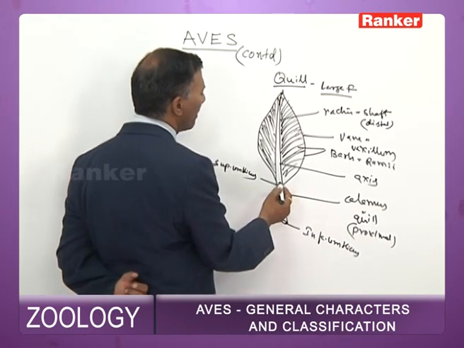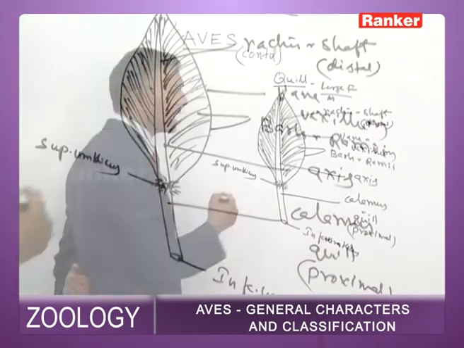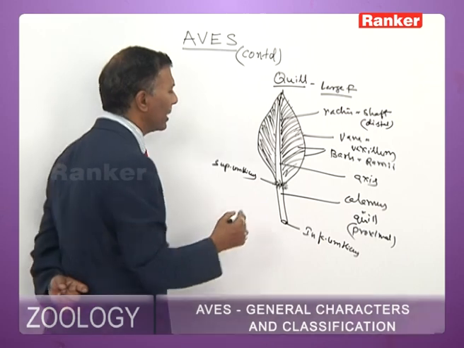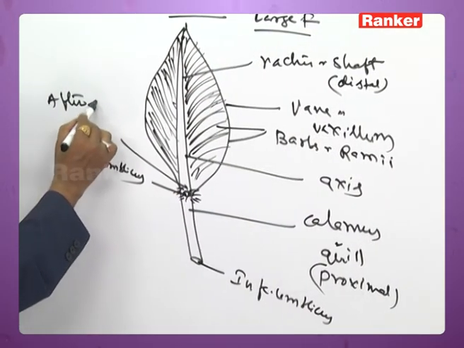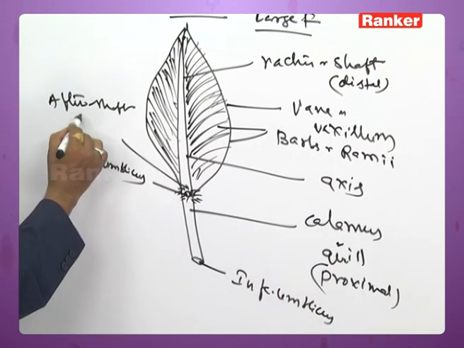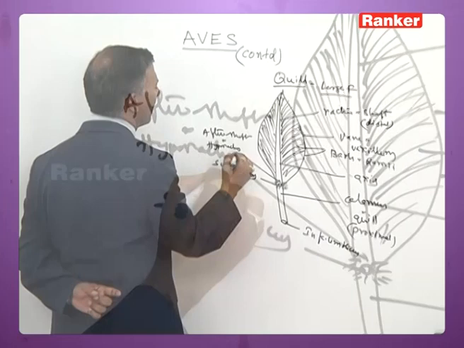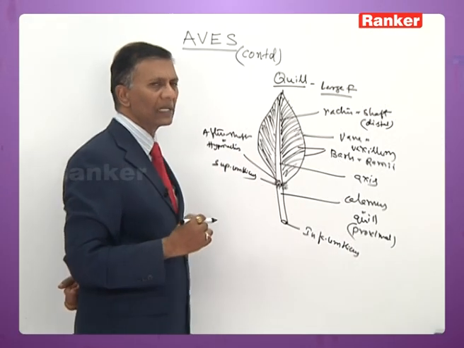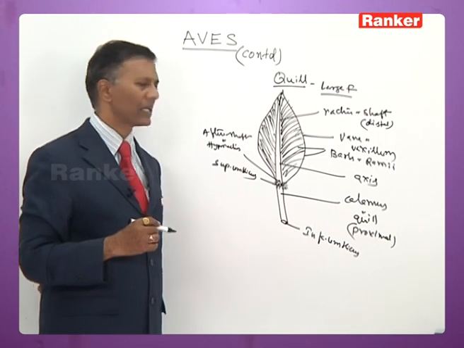Now, around superior umbilicus, some hair-like structures are present. These sparsely arranged hair-like structures present around the superior umbilicus are called after shaft or hyporachis.